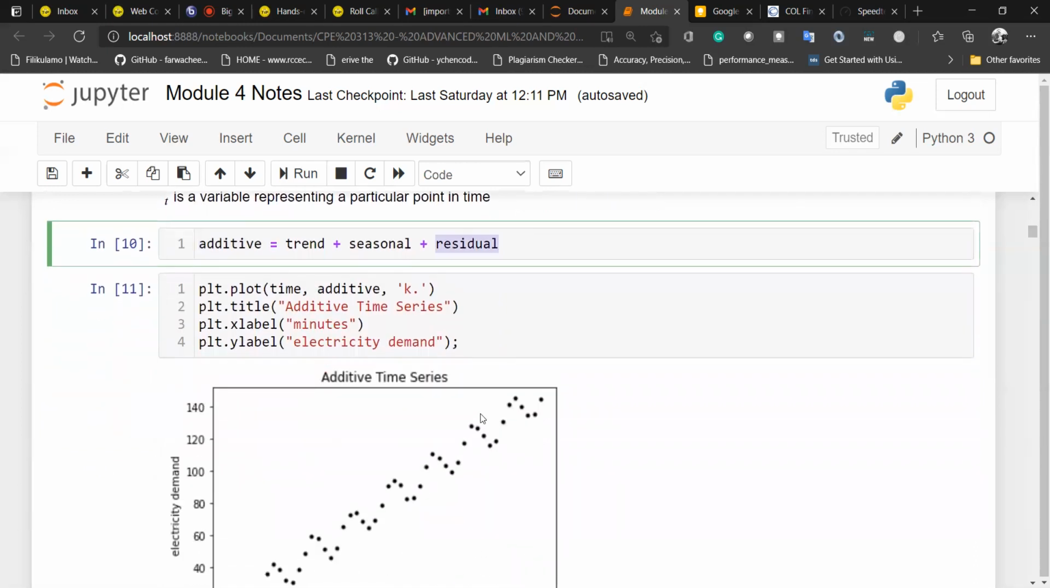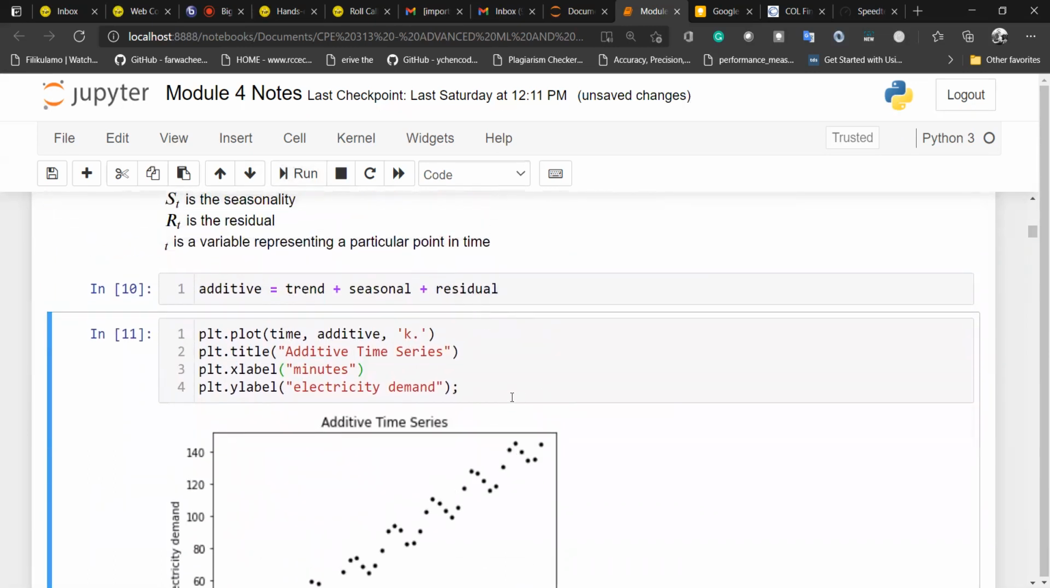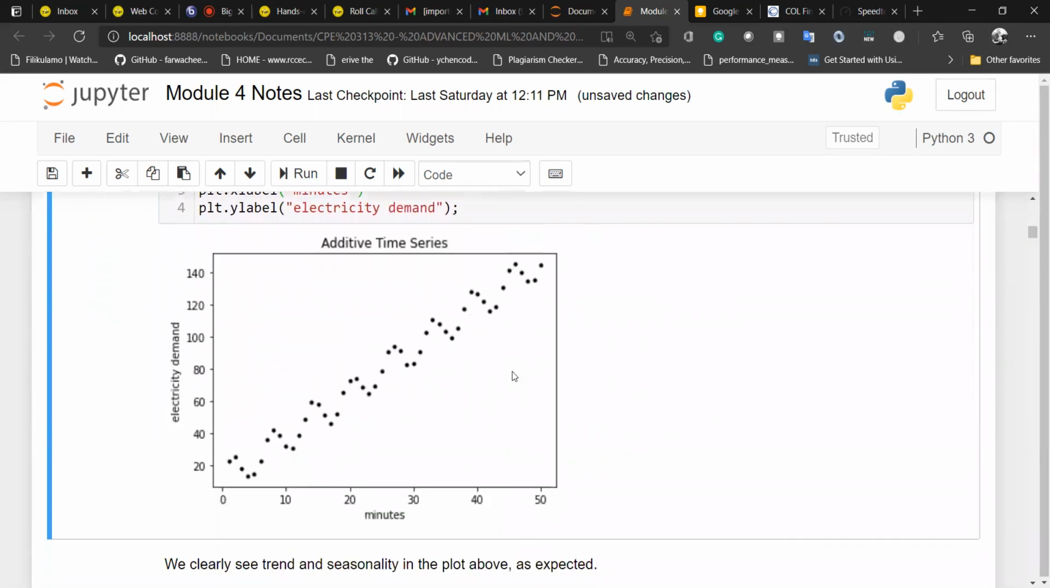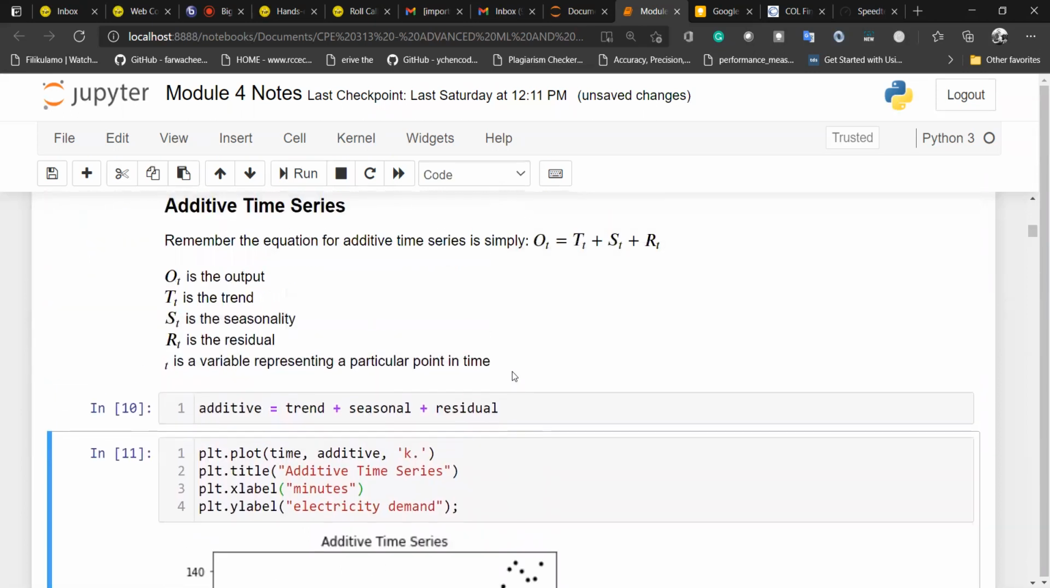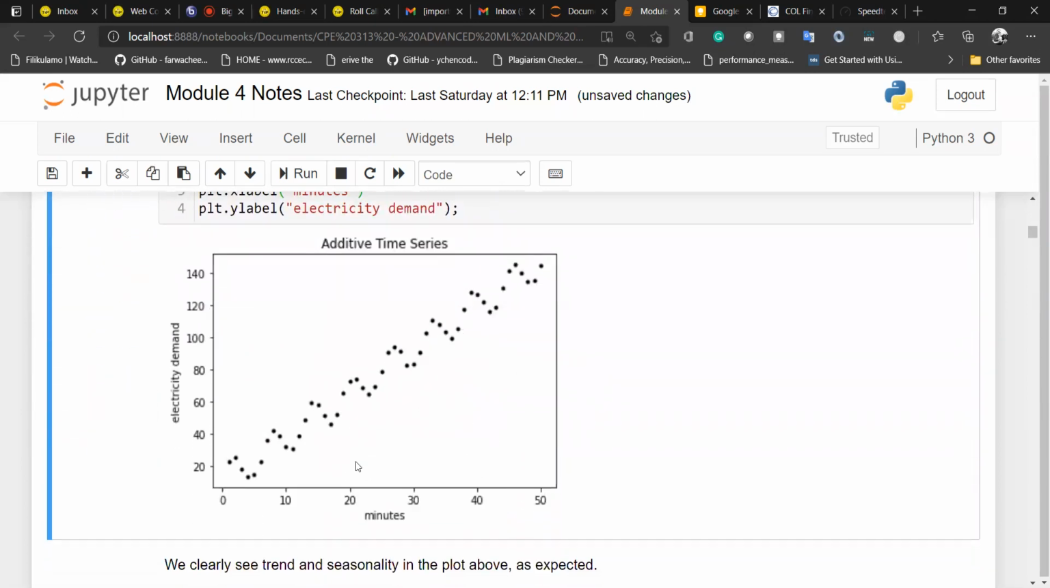To interpret that, of course, we need to run this one first before we plot it. You can see now the electricity demand in terms of the modeling of the additive time series. When we combine the trend, seasonality, and residual, we will have a signal of a time series something like this. We can now clearly see the trend and seasonality as expected. We can still see an upward trend in terms of the signal that was generated by our fictional electricity demand.